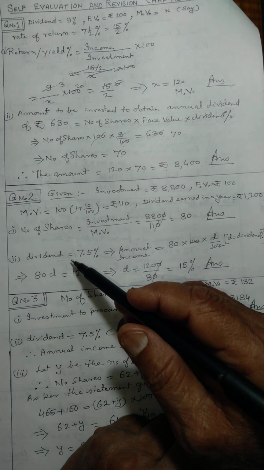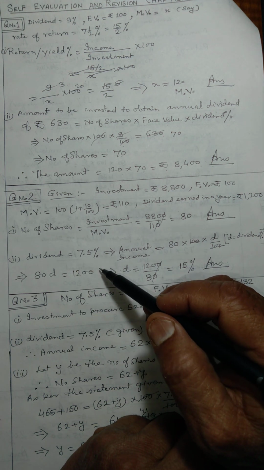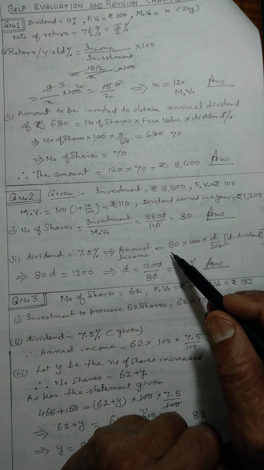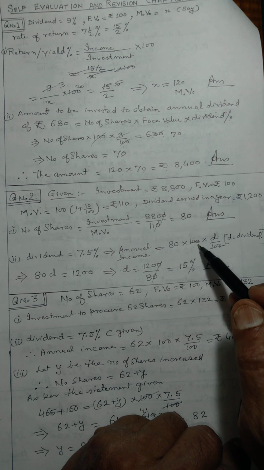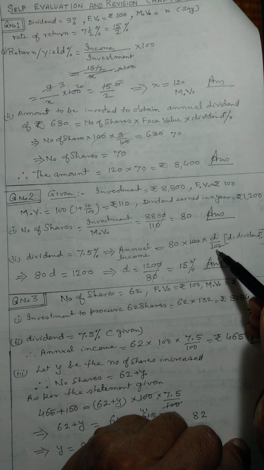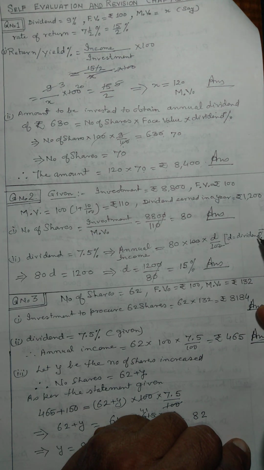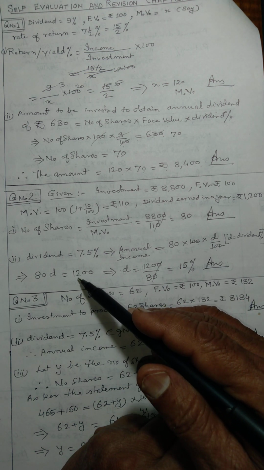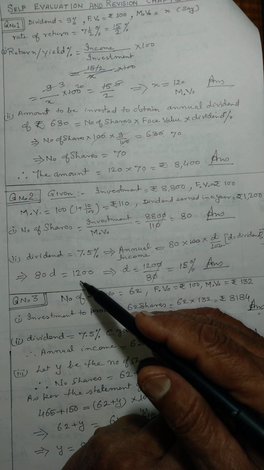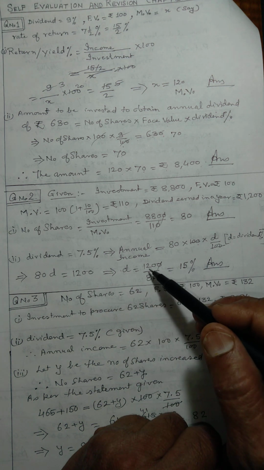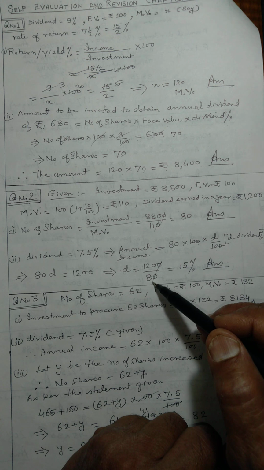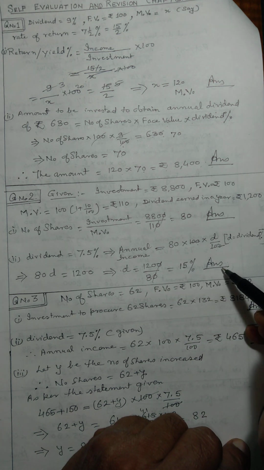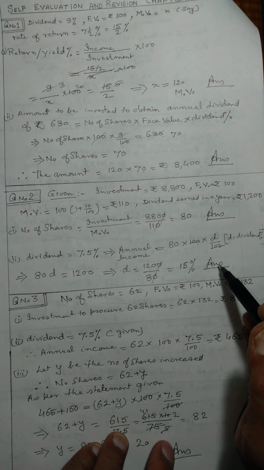Dividend is equal to 7.5% given. So the annual income is equal to 80 into 100 into D by 100. So D is dividend percentage. So 80D is equal to 1200. So D will be equal to 1200 whole divided by 80. It will be equal to 15%. This will be the answer of the second part of the second question.